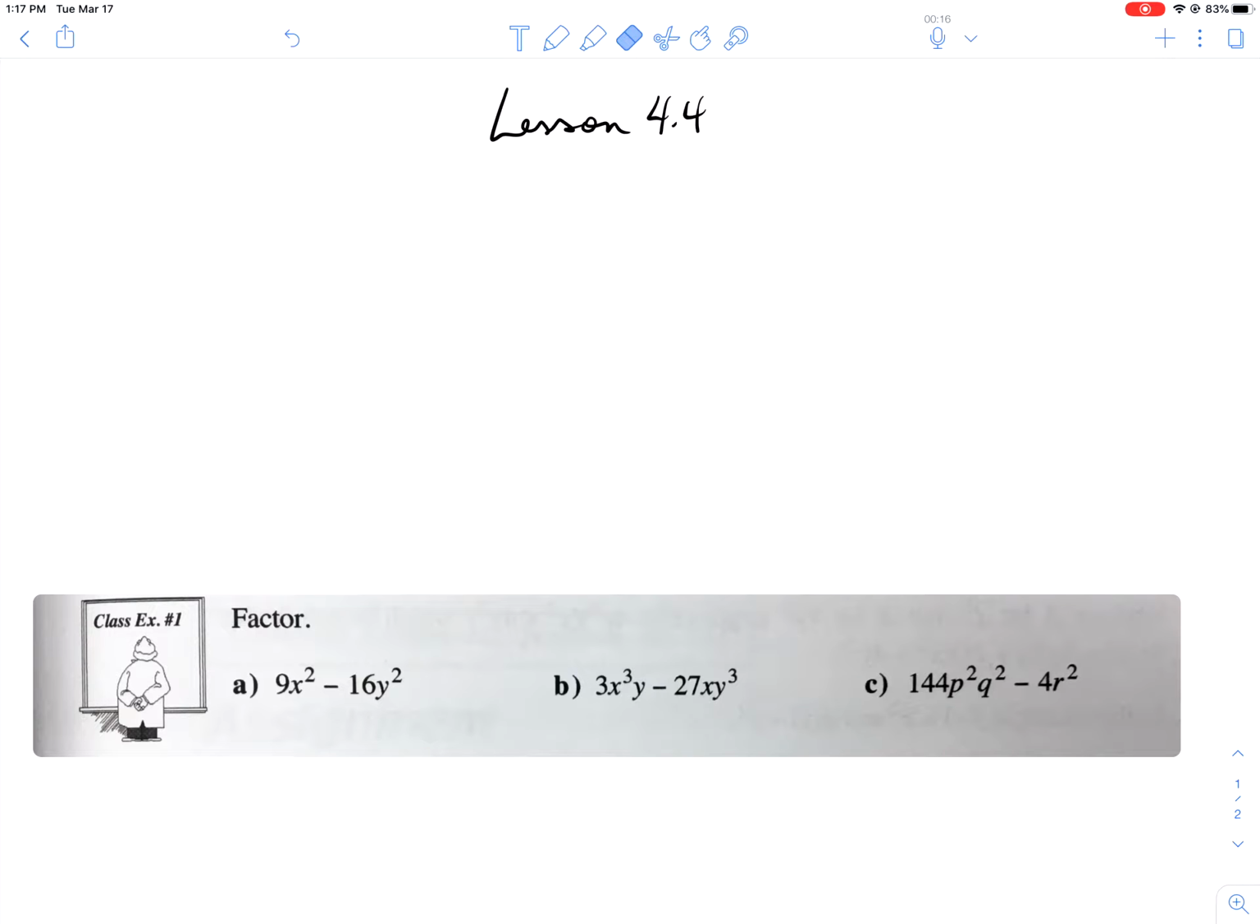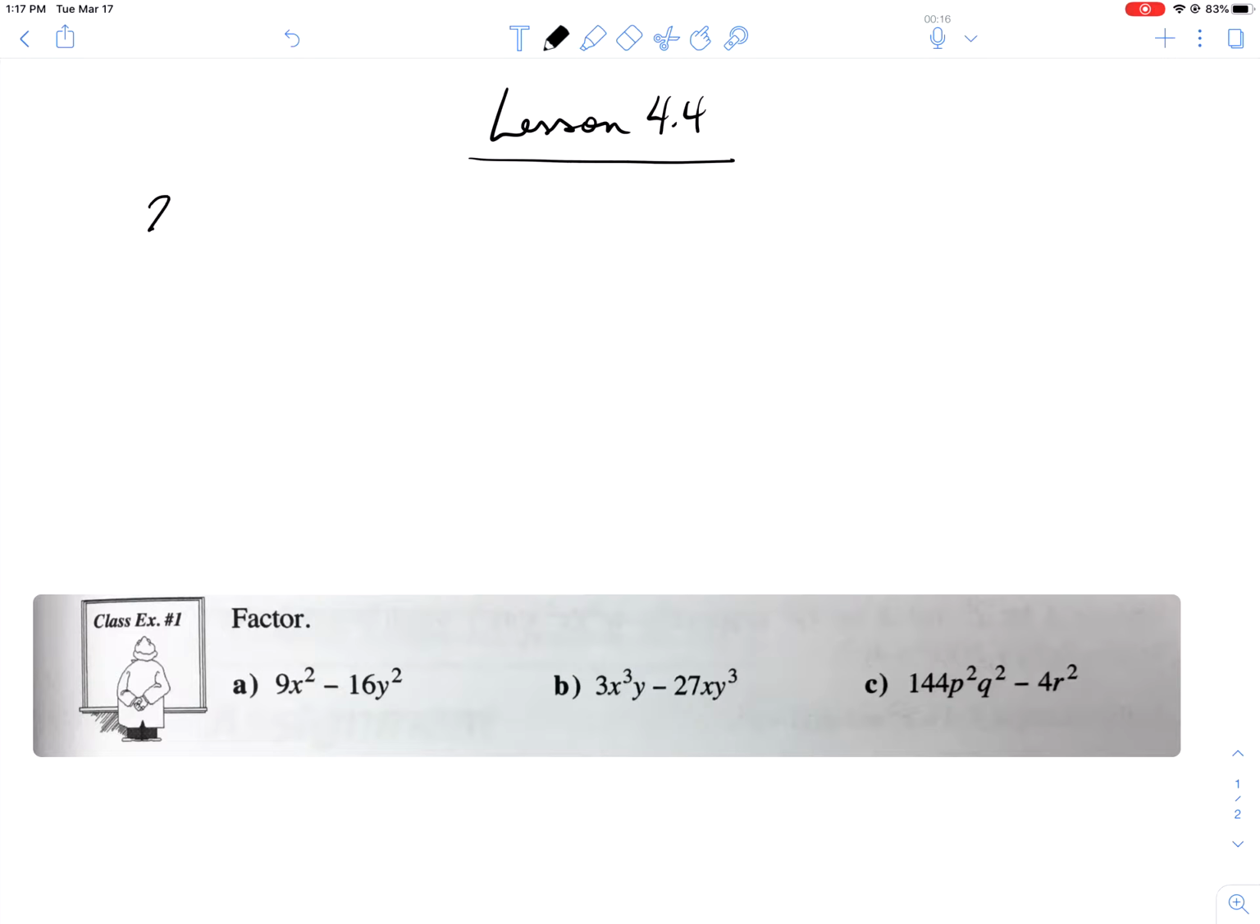Hey guys, we're going to start out lesson 4 from chapter 4. We're going to start with factoring, things that are a little bit trickier, but we're not going to be really introducing anything new. We're working on difference of squares and seeing where that takes us. So the first thing I want to do is just remind you what a difference of squares looks like.